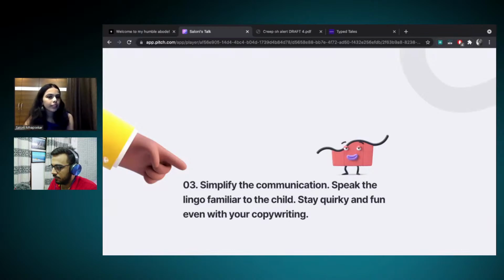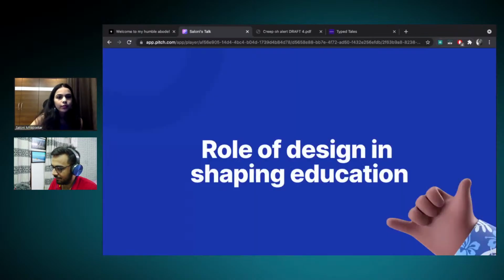Lastly, simplify communication, speak the lingo familiar to the child, stay quirky and fun, even with your copywriting. Be it you are designing for early graders or people who are studying in universities, make sure to not use any jargon. Designing for children for education is basically simplifying language and giving them direct things. It's not just about increasing the corner radius or using fat fonts and primary colors to make the interface beautiful. So, this is what I think.